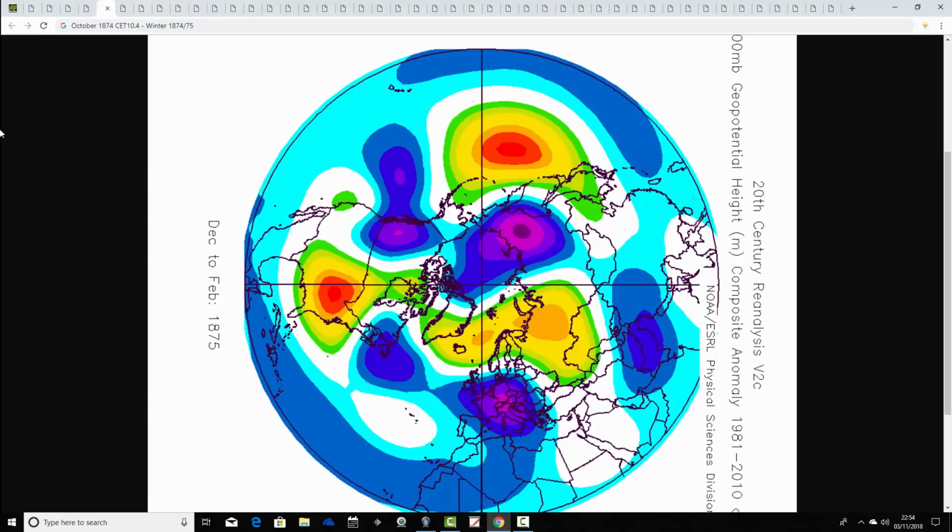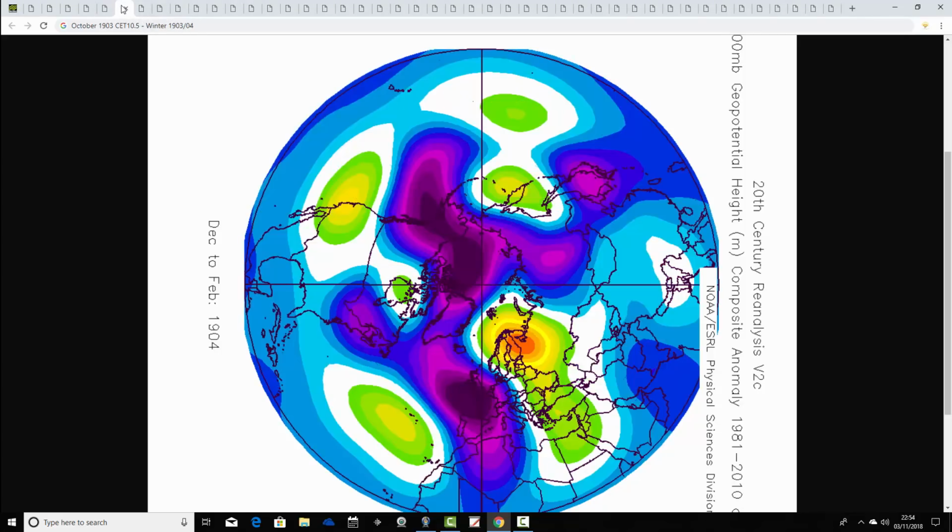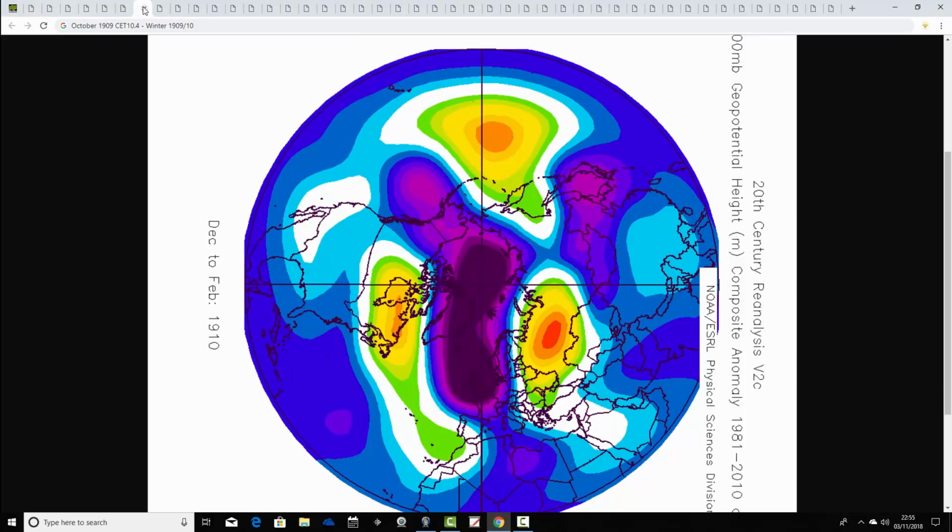The next October is 1874 with a CET of 10.4. The winter of 1874-1875 is our first cold one, I think. We've got above average heights to the north, below average heights to the southeast, bringing the wind in from an easterly direction. That looks like it's our first cold winter of this analogues package. The next October is 1903 with a CET of 10.5. The winter of 1903-1904 looks very unsettled, below average heights right over top of the country, very wet and unsettled winter for 1903-1904. The next October is 1909 with a CET of 10.4.